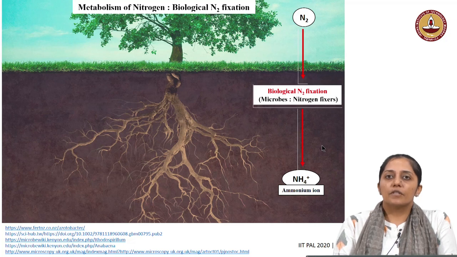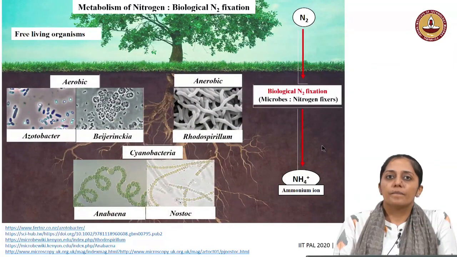The atmospheric nitrogen is fixed to ammonium by the process of biological nitrogen fixation, which is carried out by nitrogen fixers. These are free living organisms in the soil, can be aerobic or anaerobic, like for example Rhodospirillum, an anaerobic class of bacterium, and aerobic organisms belonging to Azotobacter species, or for example cyanobacteria. All these species help in the conversion of atmospheric nitrogen to ammonium ion.